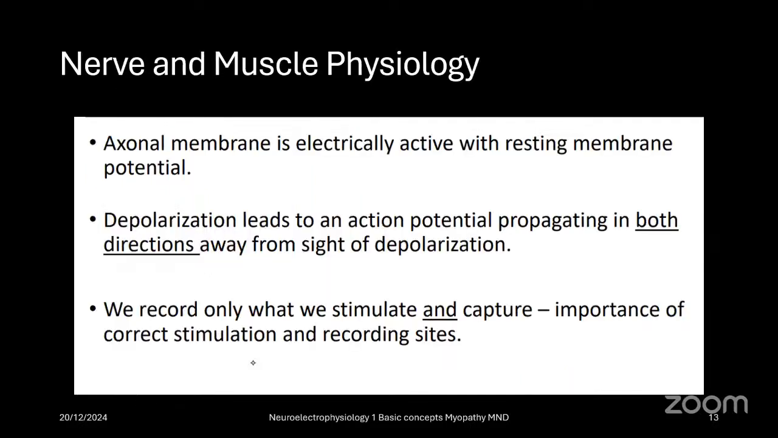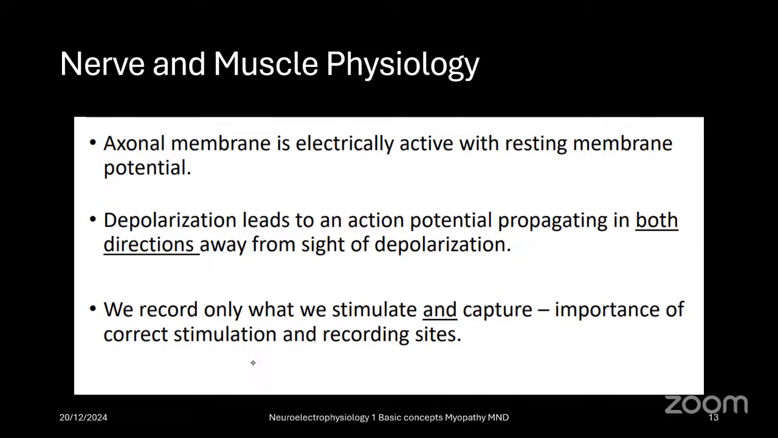Now, axonal nerve and muscle physiology, briefly. The axonal membrane is electrically active with a resting membrane potential. Depolarization leads to an action potential propagating in both directions away from the site of depolarization, which in this case, in stimulation, induces an action potential that gets propagated. We record only what we stimulate and capture. The importance of correct stimulation and recording sites is emphasized here. So you have to know where to stimulate for the median nerve, ulnar nerve and radial nerve, and various locations for the brachial plexus and from Erb's point downwards.